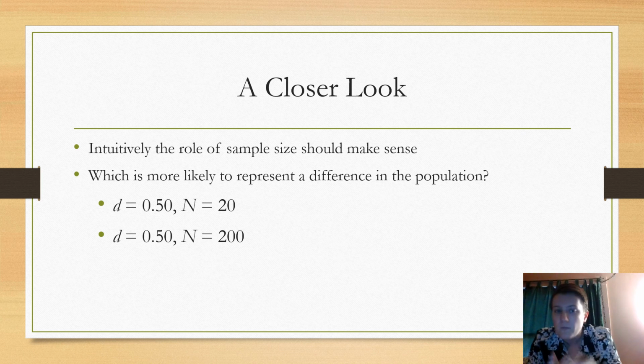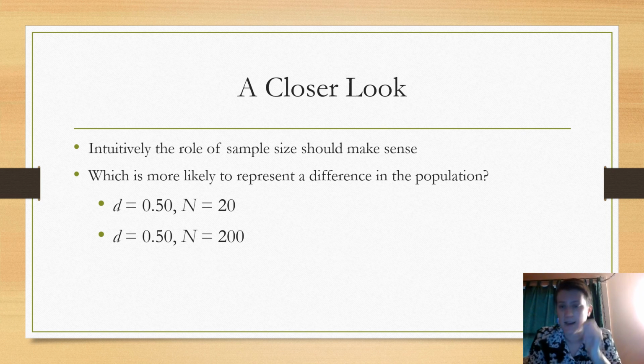So for this example, which is more likely to represent a difference in the population? Both of the effect sizes are the same. They're medium. D is equal to 0.5. However, one has a total sample size of 20, so that's 10 in each group. And the other has a total sample size of 200, so 100 in each group.